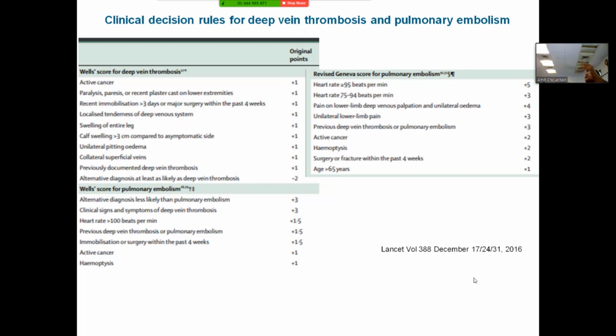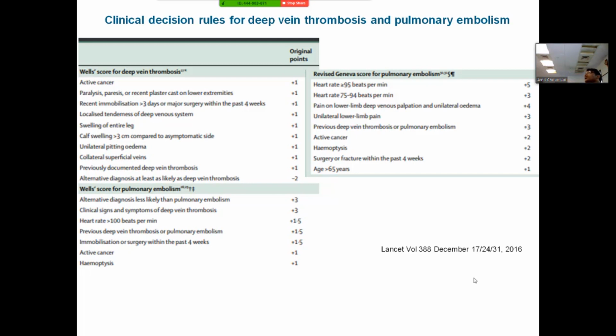So what are the things? There is history of cancer, so that is the active cancer. There is history of immobilization. Immobilization is more than 3 days, or major surgeries. The patient is having local tenderness in the deep venous system, swelling of the entire leg, calf swelling that is more than 3 centimeter, pitting edema, superficial venous collaterals, and there is an alternative diagnosis.